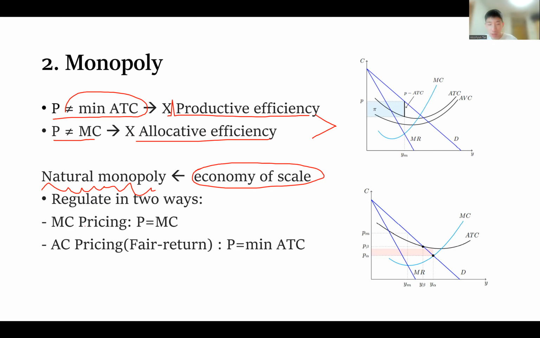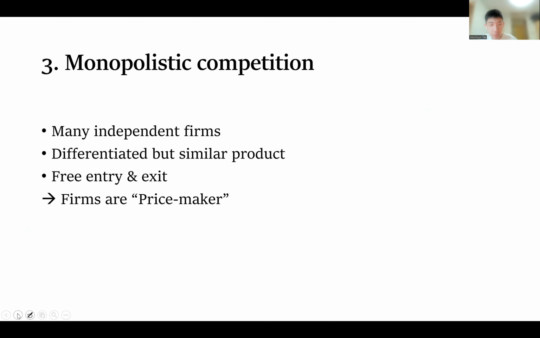The government can regulate this in two ways. The first one is making price the same as marginal cost, moving from this point to this point. This is called marginal cost pricing, and therefore it is socially optimum. This achieves allocative efficiency. The second one is average cost pricing, moving this point to where demand intersects with ATC. This is also known as fair return pricing, and this achieves productive efficiency. So these were the two main regulation types.